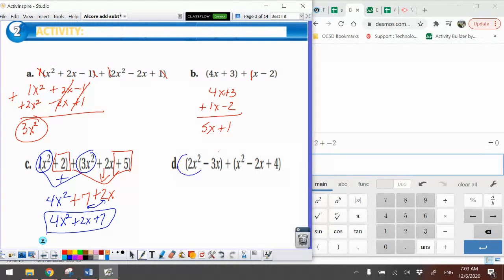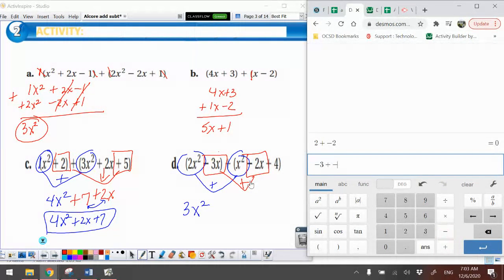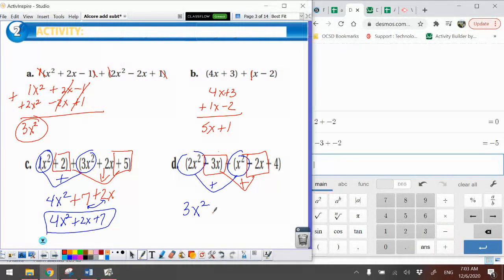Okay, let's see how you did. So this one and this one are like terms. So 2 plus 1, that is a 3x squared. And then I have a negative 3x and a negative 2x. And remember, I'm adding. So negative 3 plus negative 2 is a negative 5x. And the 4 is going to drop. So hopefully you came up with 3x squared minus 5x plus 4.